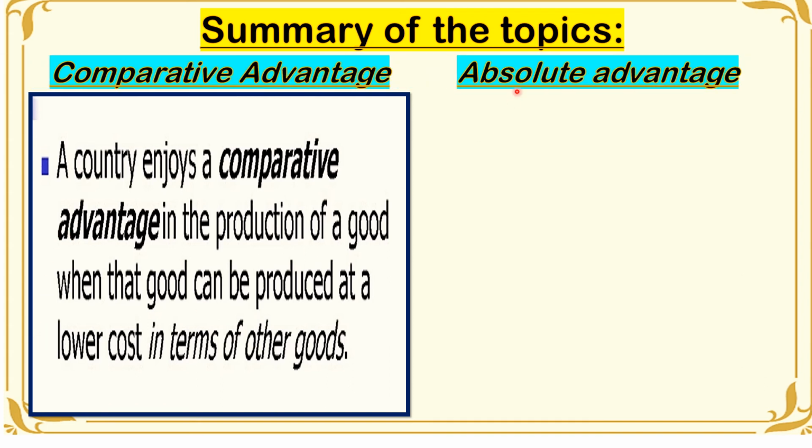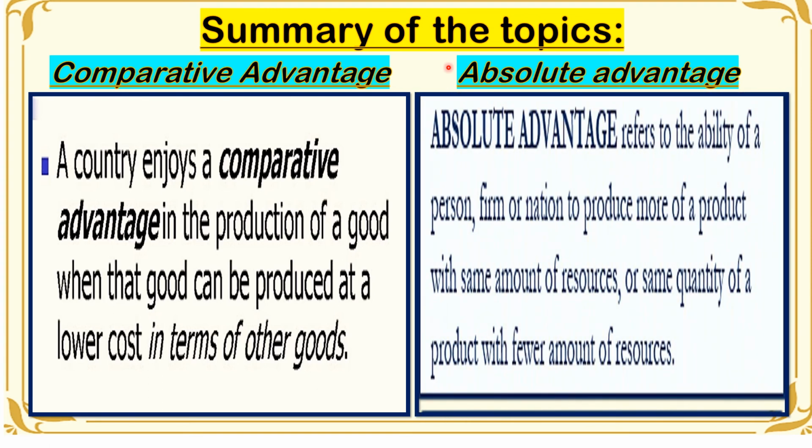We also studied absolute advantage. Absolute advantage refers to the ability of a person, a firm, or a nation to produce more of a product with the same amount of resources, or the same quantity of a product with fewer resources. So these were the two topics that we have discussed today.